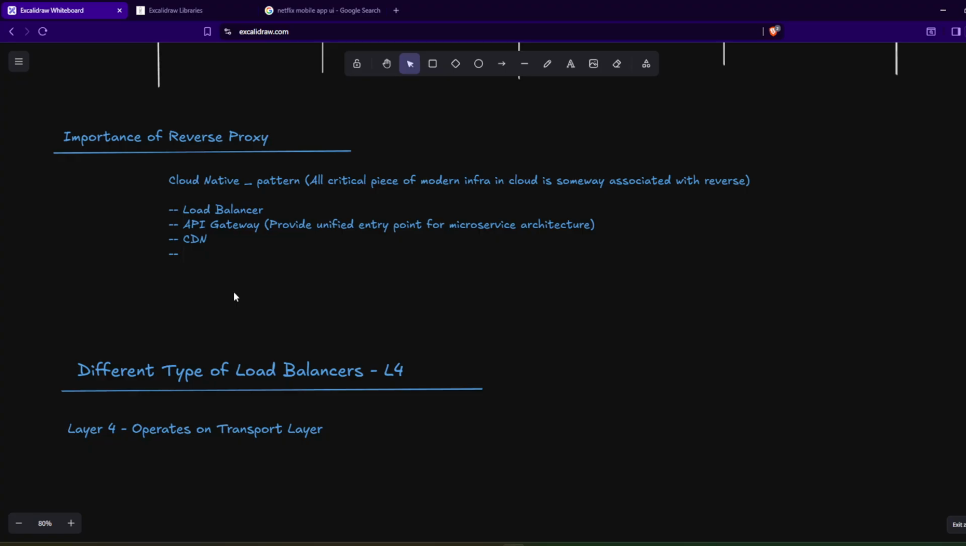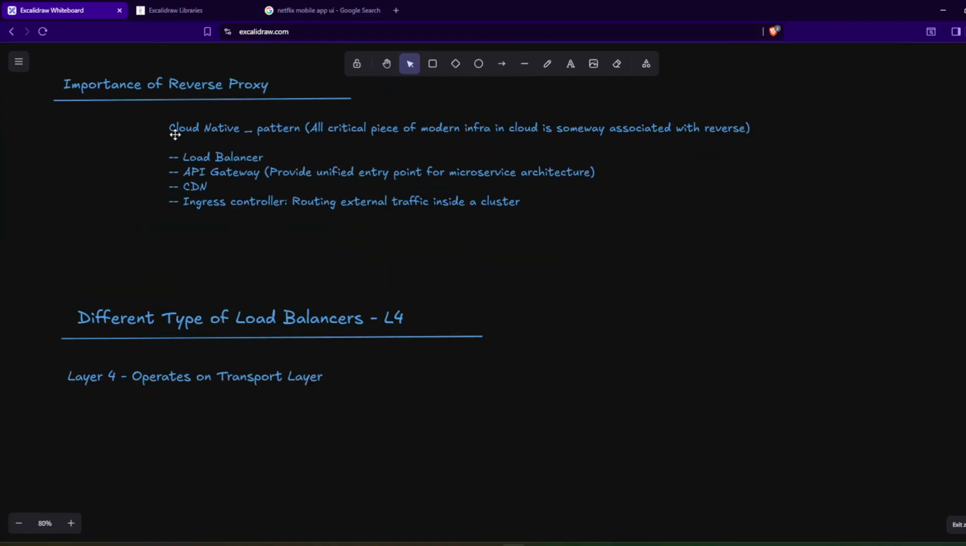And also things like the Ingress controller. If you have worked on Kubernetes, in a Kubernetes cluster you will always find things like the Ingress controller, which is controlling the inbound traffic. These Ingress controllers route external traffic inside a cluster. Okay, so these are the types of reverse proxy.